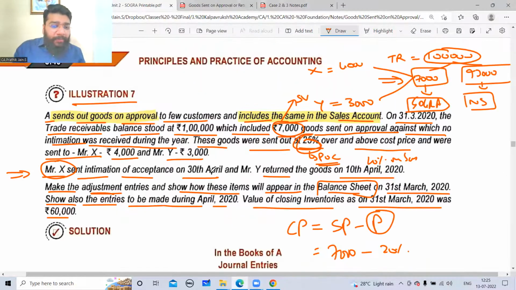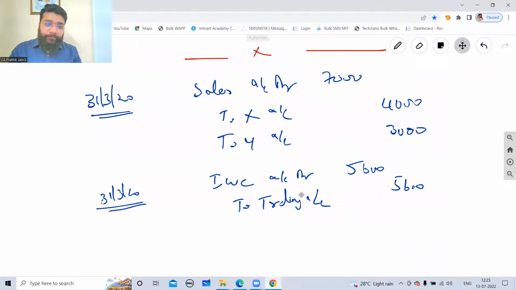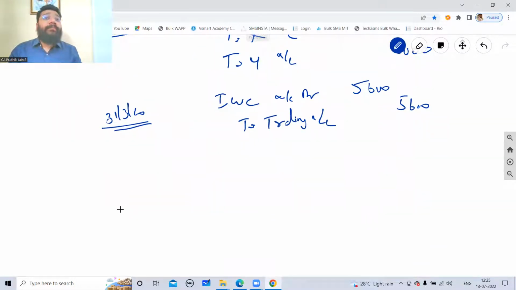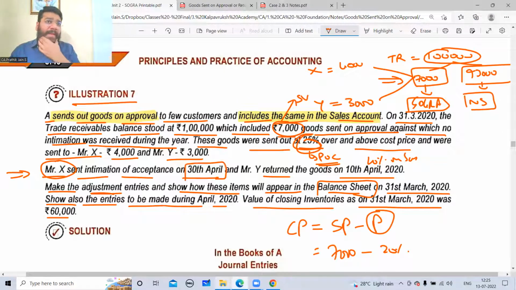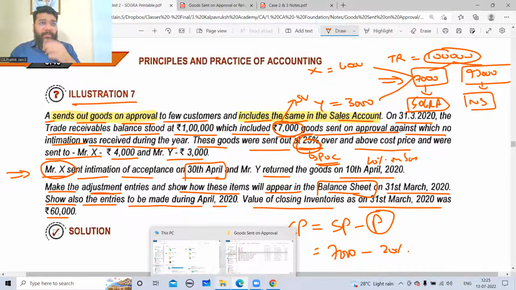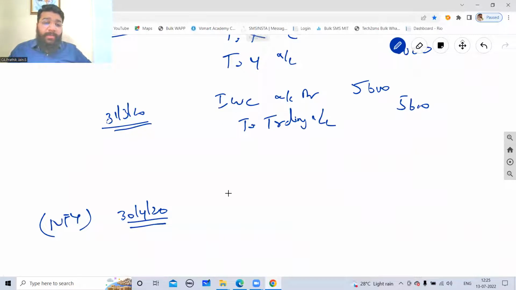So in April, what is happening? Guys, with regard to X, on 30th April, he is giving acceptance. So what will be the entry? New financial year, 30/4/2020, the next financial year. Will I record any entry for the acceptance? Because last year, since he did not give acceptance, the sale entry was reversed. So now when he's giving acceptance, I have to recreate the sale entry. So what will be the entry for acceptance here?